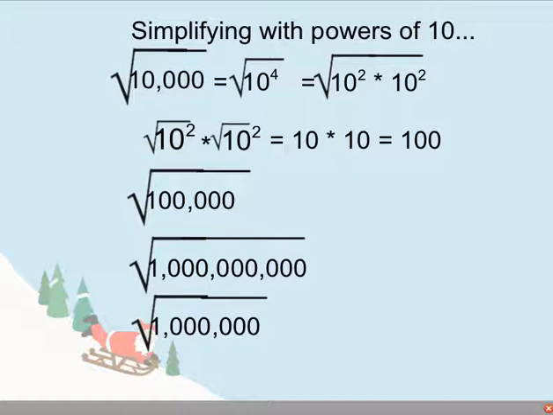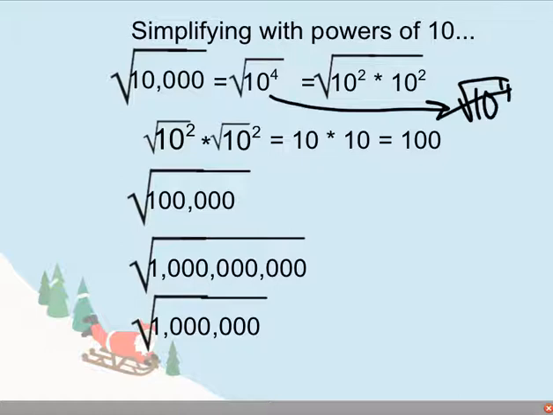Now, simplifying with some powers of 10, we're going to go back to what we know about how a radical can also be expressed as a fractional exponent. All right, so when we do this, there's lots of ways to do it. Of course, you could put it in its prime factorization. You can circle and pop. But let's say we have this top one here, the square root of 10 to the 4th.